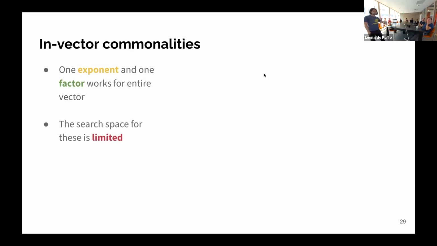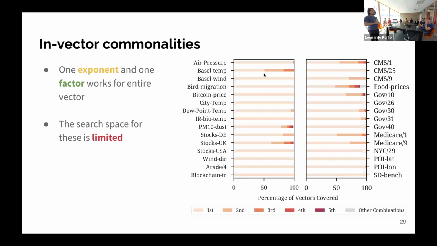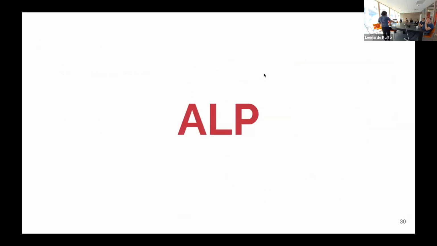And finally, the search space for this exponent and factor is limited. What I mean is that we do not have to search through all the possible exponent and factor combinations because we have discovered that this search space is limited. For instance, we have done analysis on some data sets, and in this plot you can see the distribution of how many pairs of exponent and factor are needed to achieve the best compression in these data sets. And as you can see, in most of them, for the whole data set, we only need one combination to fulfill all the values inside of the data set, which is very interesting, right?